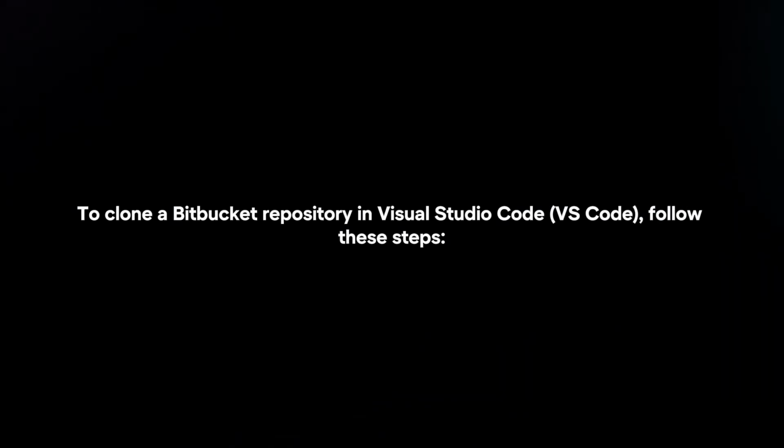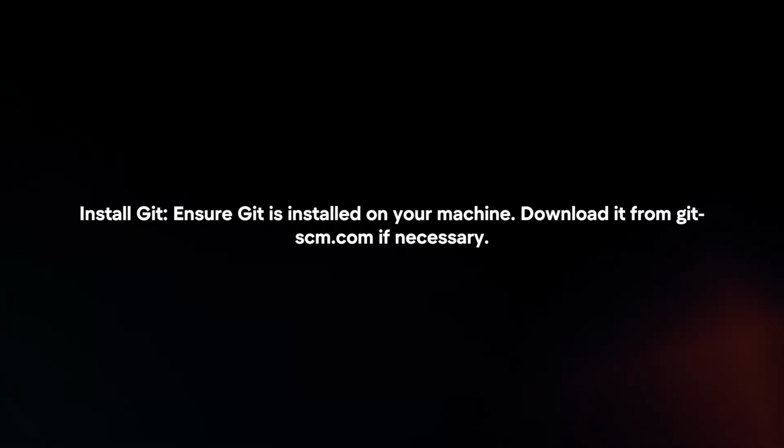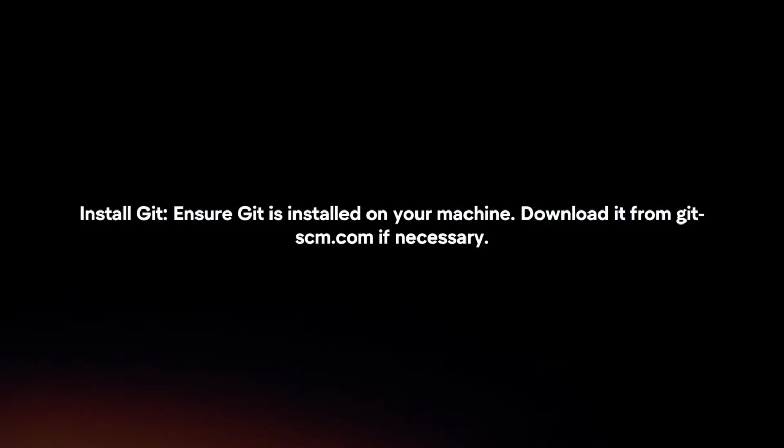Clone a Bitbucket repository in Visual Studio Code. Follow these steps. Install Git. Ensure Git is installed on your machine. Download it from gitscm.com if necessary.